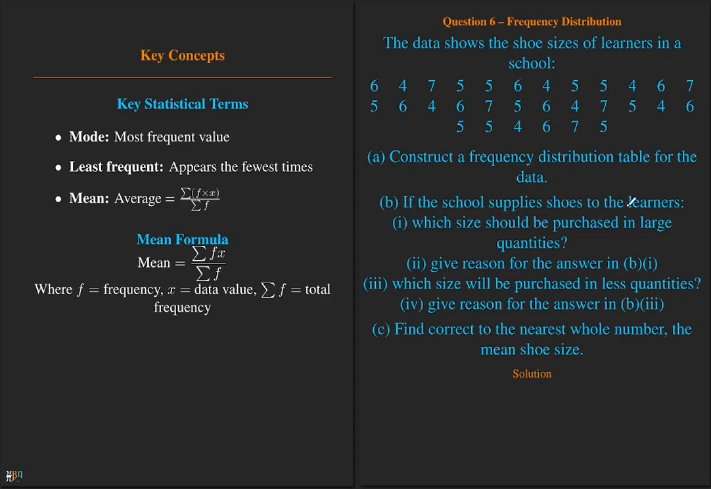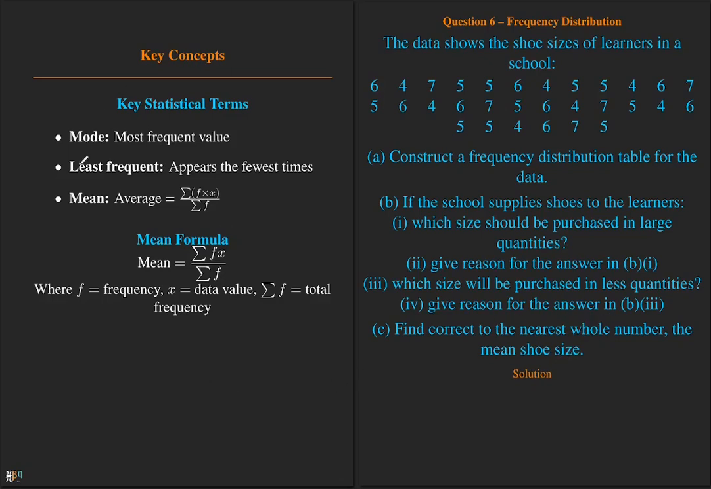If the school supplies shoes to the learners, which size should they purchase in large quantity? Secondly, give reason for the answer in B1 above. Now, which size will be purchased in less quantities? You have to give reason for that as well. And then the last one, find, correct to the nearest whole number, the mean shoe size.